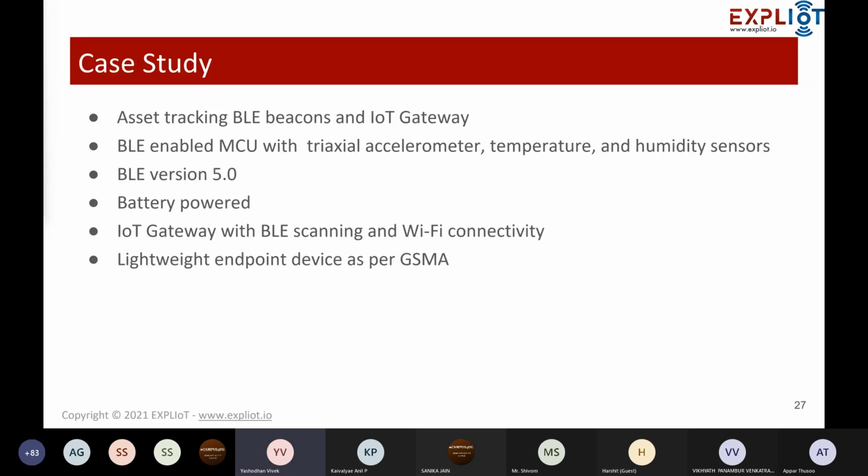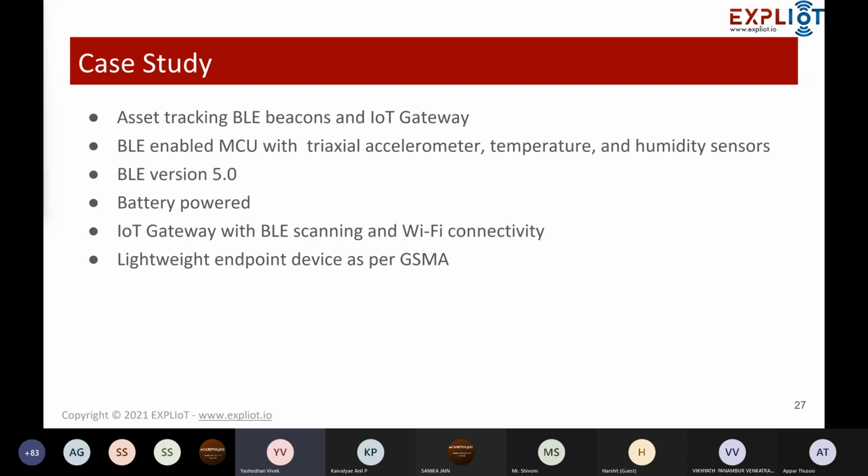Right? So let's take a case study to understand these security guidelines better. Take an example where we have BLE beacons, the Bluetooth beacons, for asset tracking. Assume that there are different assets in the manufacturing industry which you track. The assets will be fixed with BLE beacons, and these BLE beacons will have certain sensors like accelerometer, temperature, humidity. And since BLE is an advertisement mode, they keep on sending some advertisement data.